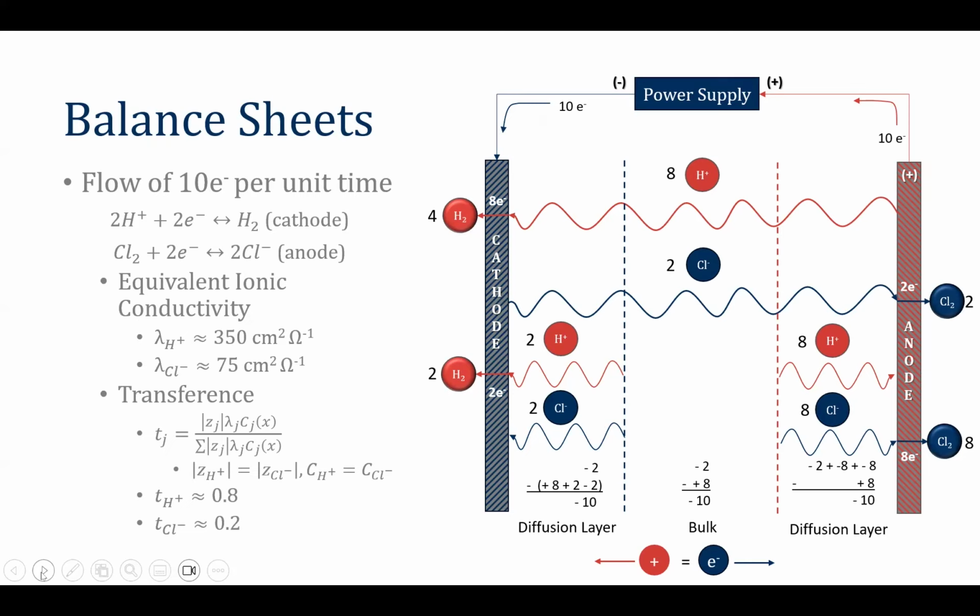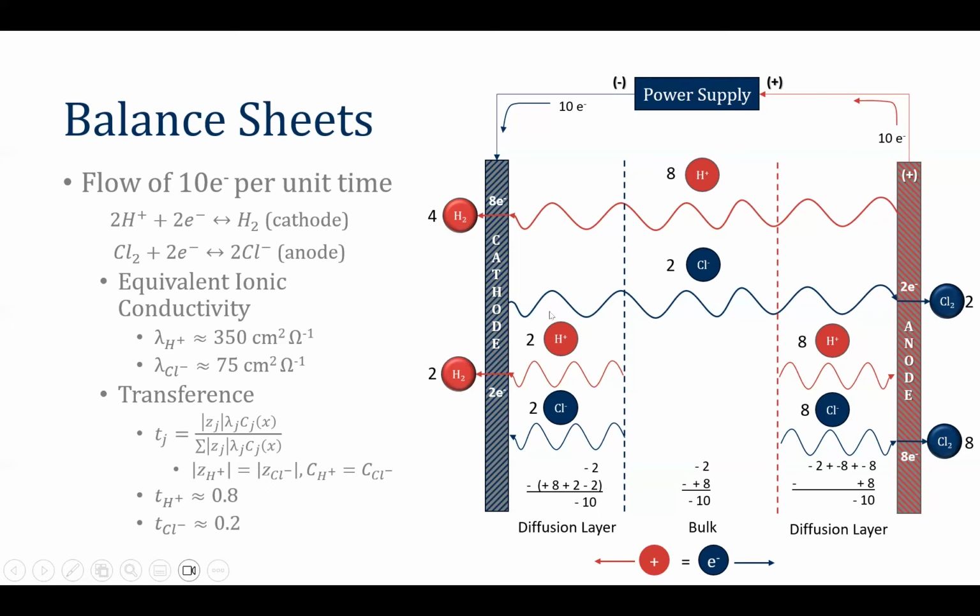So we have this power supply that's driving about 10 electrons per some arbitrary unit of time. Those 10 electrons need to transfer to an equivalent charge of 10 positive charges being carried by cations in the solution. We have a cathode with the negative charge where electrons are flowing into, and an anode with a positive charge where electrons are flowing out of. Because we have this potential gradient between the anode and cathode, we have hydrogen ions migrating towards the cathode and chlorine ions migrating towards the anode.